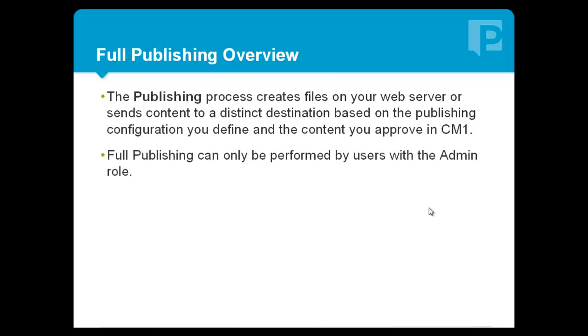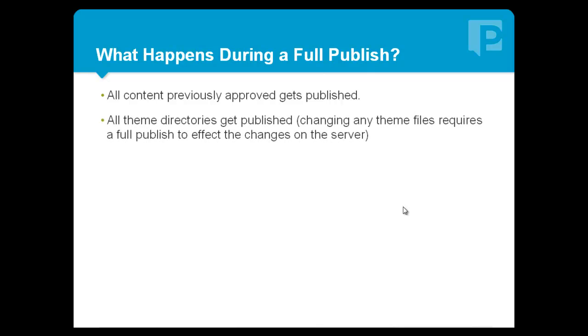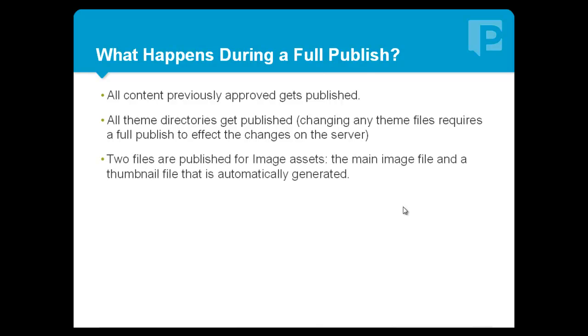Full publishing can only be performed by users with the admin role. When you perform a full publish, all content that's previously been approved gets published. In addition, all theme directories get published as well. So anytime a file is changed within your theme, it will require a full publish to have those changes move to the web server. Two files are published for image assets: the main image file and a thumbnail file that is automatically generated. Asset folders that are empty will not get published.